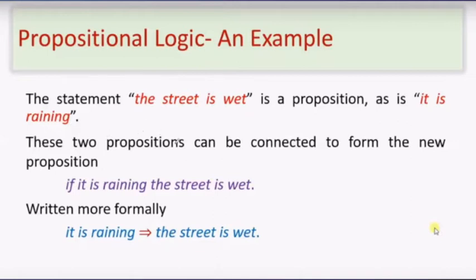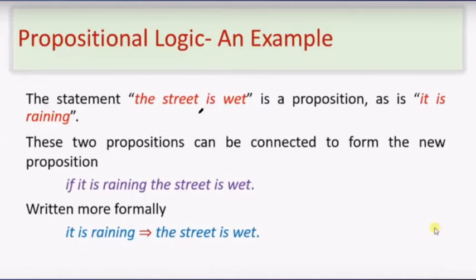These two propositions can be connected to form a new proposition. How? If it is raining, the street is wet, right? If there is rain, definitely the street will be wet. So we can connect two propositions and make another sentence, which is: if it is raining, the street is wet. So how can we represent these two sentences?